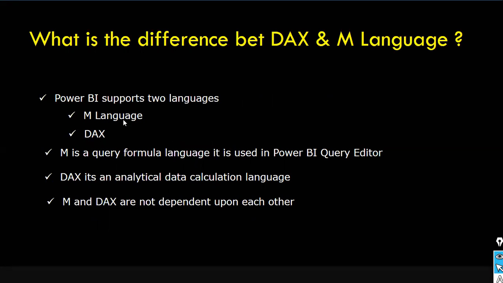So these two are mutually exclusive. They are completely independent. M and DAX are not dependent upon each other. You cannot combine these two things together. DAX is separate, M language is separate. Just bear that in mind.